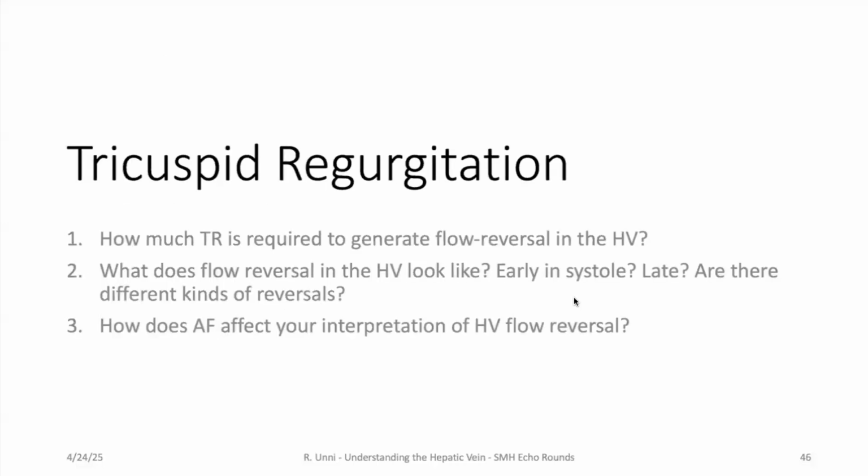A question that, again, I'm going to posit to the clinicians out there or people who are interested is, you may know coming into this talk that severe TR creates reversal in the hepatic vein. So let me ask you, how much TR is required to generate flow reversal? Can you quantify that? What does flow reversal look like? Is there early reversal? Is there late reversal? Are there differences in the kinds of reversals? And how does atrial fibrillation affect your interpretation of that flow reversal? So we're going to cover all those things.